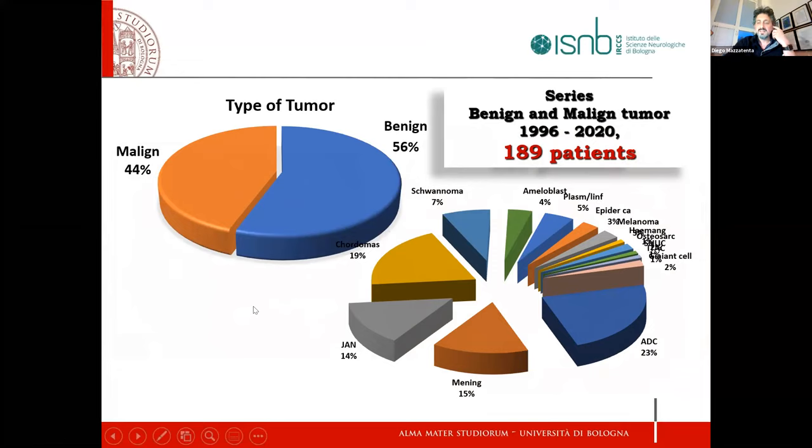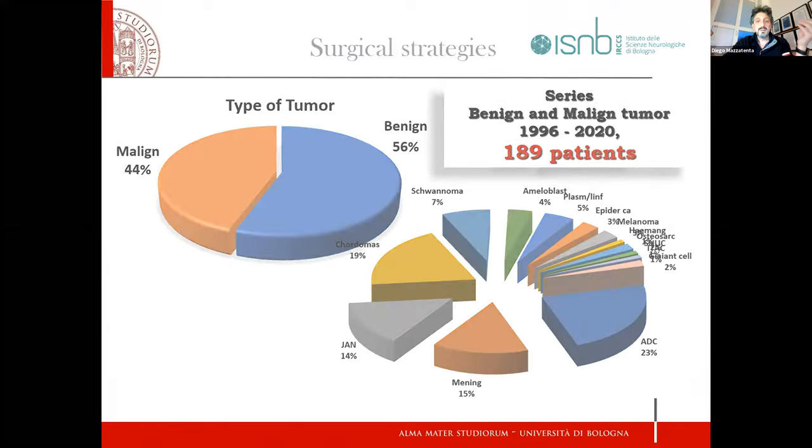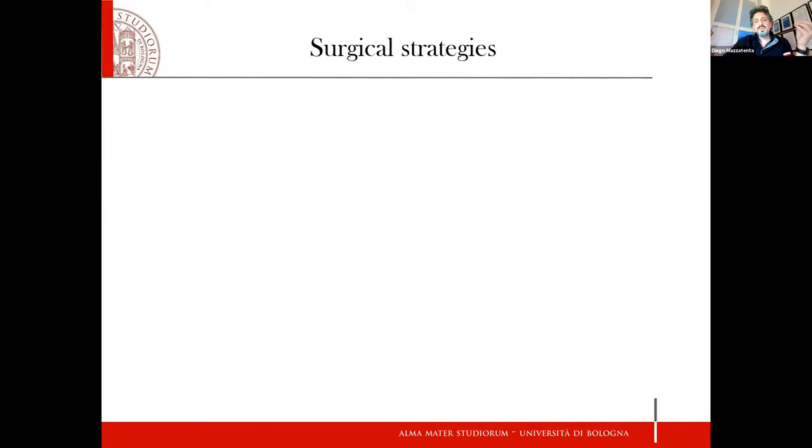This is our series in infratemporal fossa. I started very early, and there are a lot of types of tumor. As you can see, half are benign, and 44% are malignant. So the endoscopic approach to the infratemporal fossa can be useful also for biopsy in case of malignant tumor, to study the tumor before treatment. These tools can be useful in different surgical strategies.